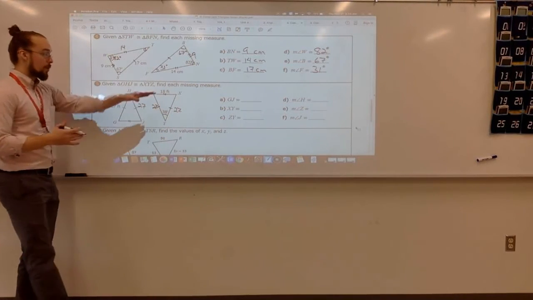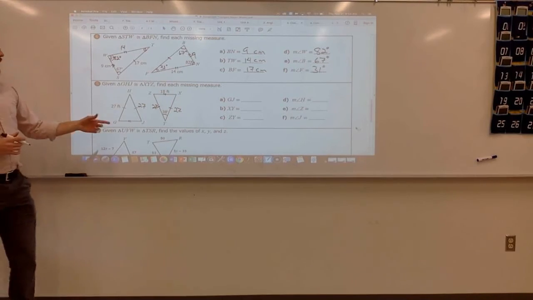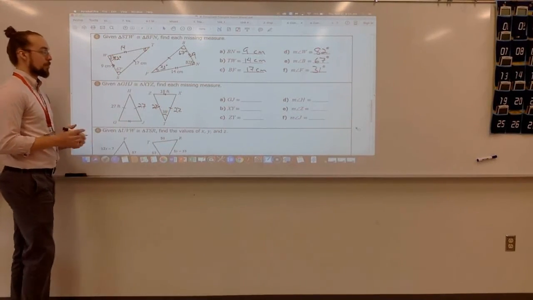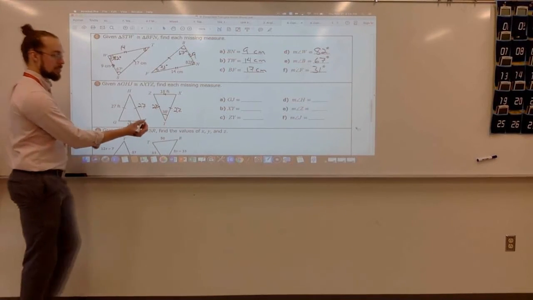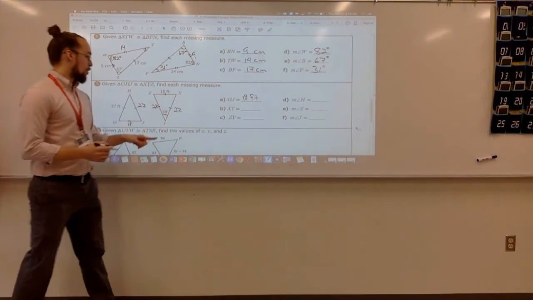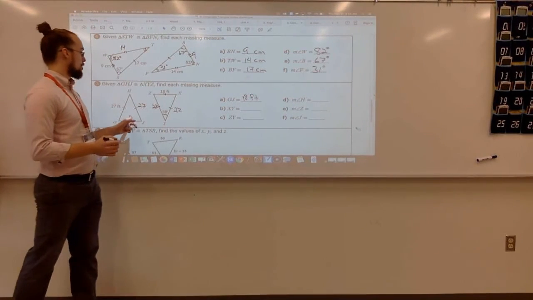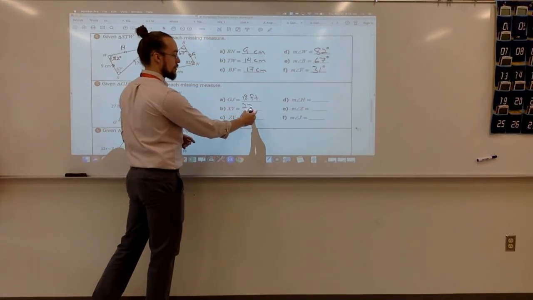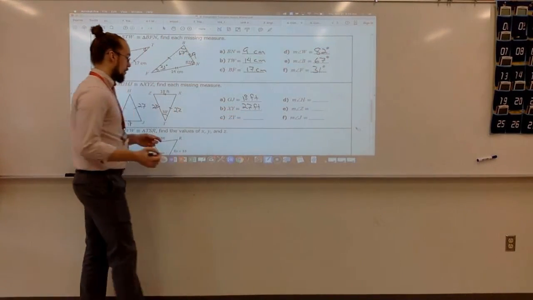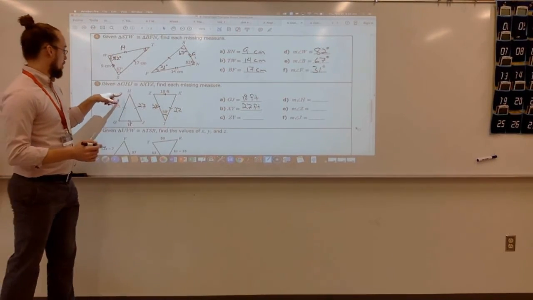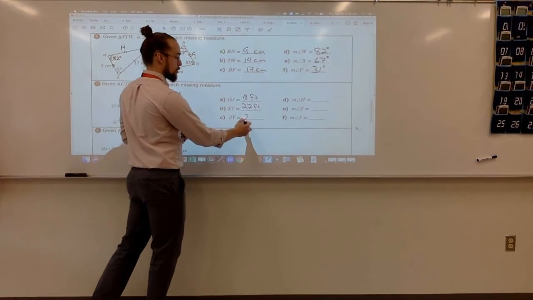If I want to fill in my sides, I can start with GJ. GJ matches up with XZ, so that's going to be 18 feet. Then XY, we said, is going to match up over here with GH, so those are both 27 feet. Then ZY matches up with JH, which is also going to be 27 feet.